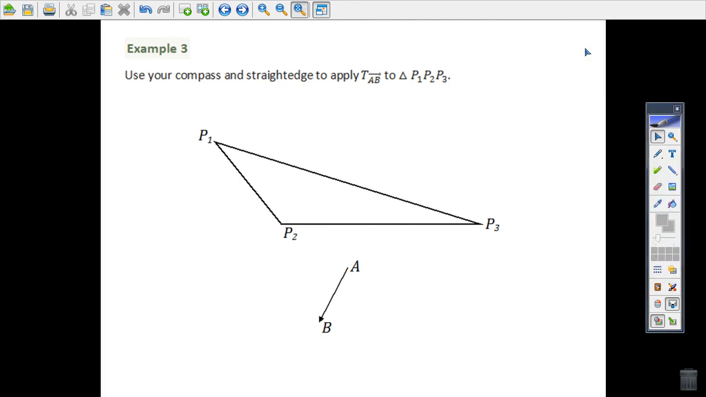Okay, for example 3, we're going to do the same thing, but what's the difference here? How many vertices are we moving? 3. So you're going to need 3 parallel lines through P1, P2, and P3. So you need 3 parallel lines, and you're going to have to make them parallel to AB, figure out the length of AB, map that onto your new parallel lines, and connect the dots to make your image. Same thing as before, we're just adding another vertex.